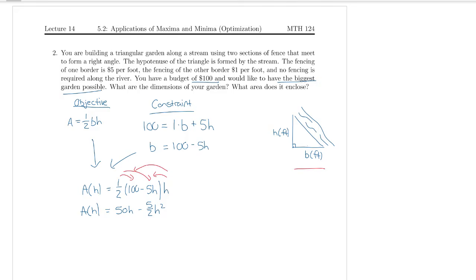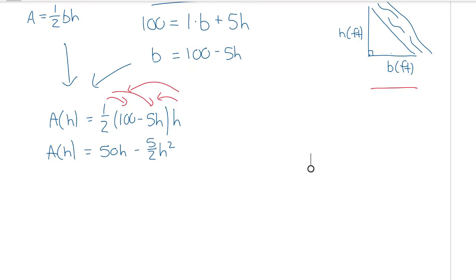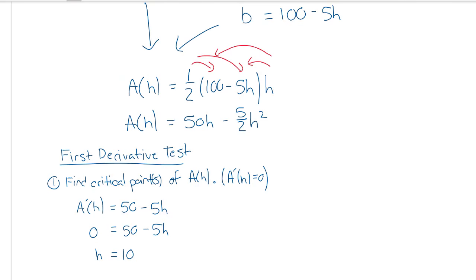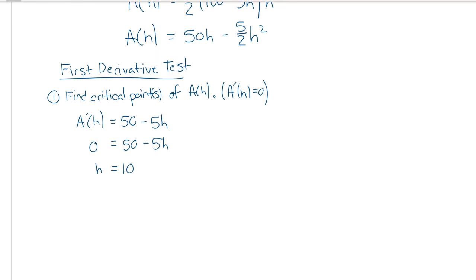Coming back to number 2, we had an objective function where we were trying to have the biggest garden possible, so that means we want to maximize area, and so we took that constraint and solved it to reduce the number of variables in the area to just one variable h, and so now we can apply the first derivative test. So the first step is always to find any critical points of our function, so we take the derivative and get 50 minus 5h, and then we set that equal to 0 and solve, and so we just have one critical point at h equals 10.